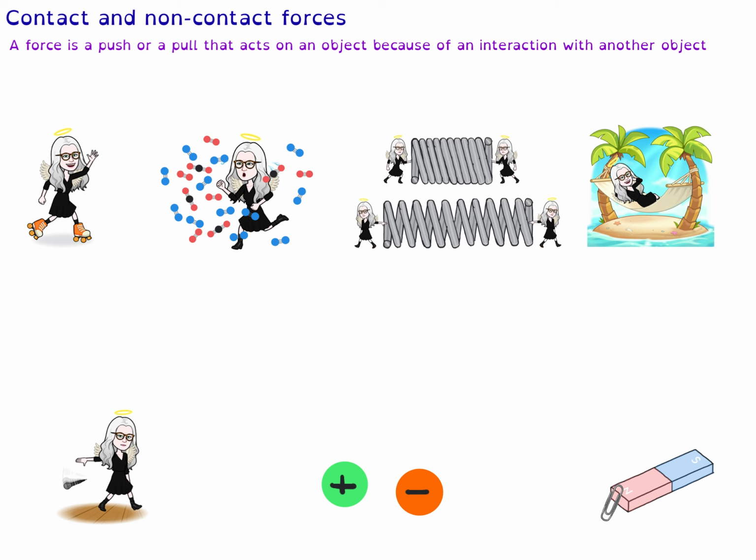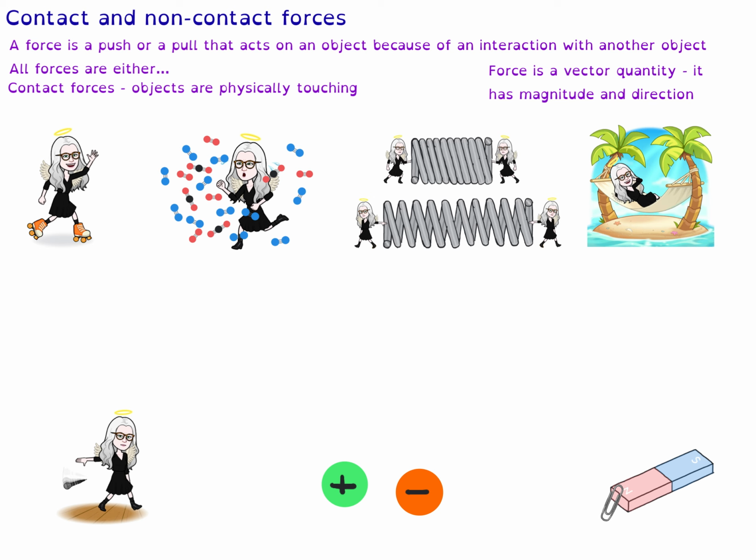A force is a push or a pull that acts on an object because of an interaction with another object. It's also a vector quantity. It has magnitude and direction. All forces are either contact forces, where objects are physically touching, or non-contact forces, where objects are physically separated.